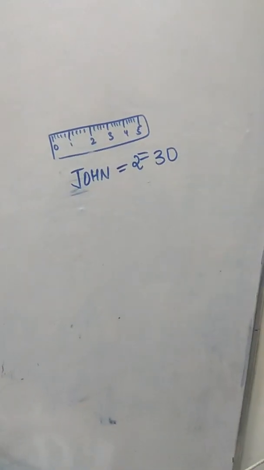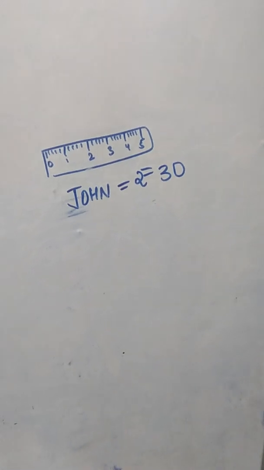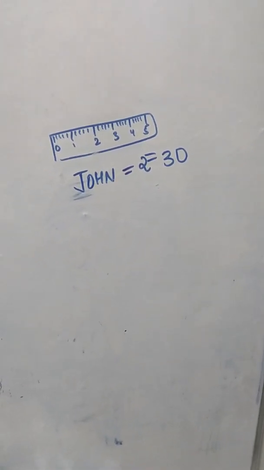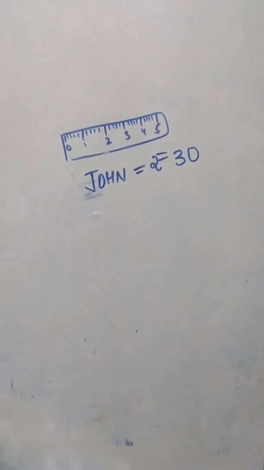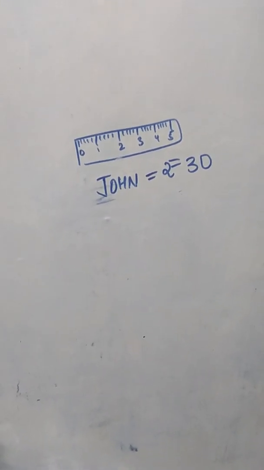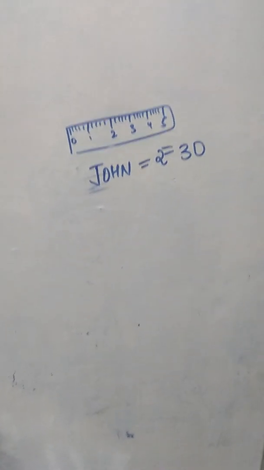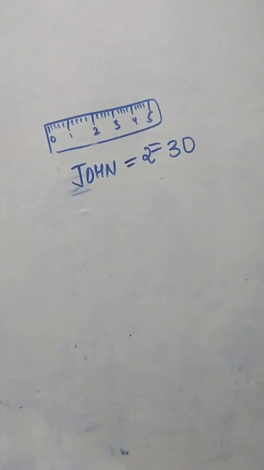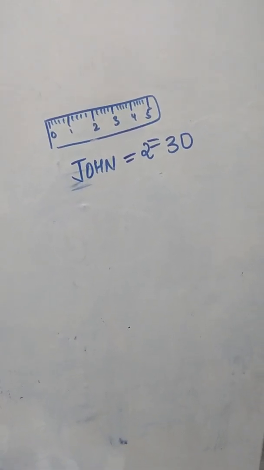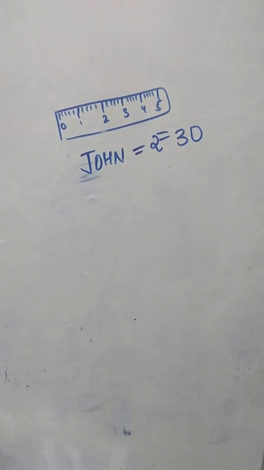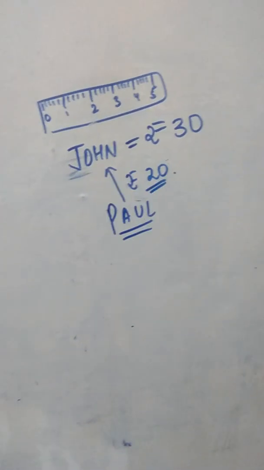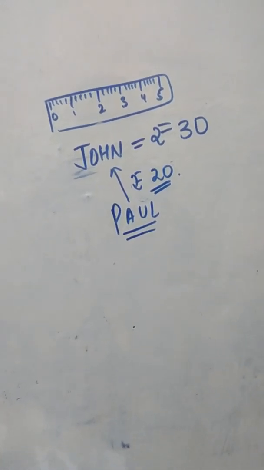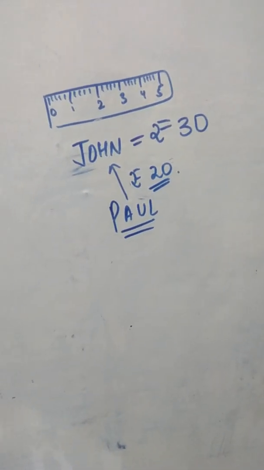On his way back home, John met his friend Paul. Paul said that the ruler was very pretty. Paul wanted to buy that ruler from John. He asked John if he could do so. John said that he would certainly do so in exchange of 20 rupees. So Paul gave John 20 rupees and John gave Paul the ruler.